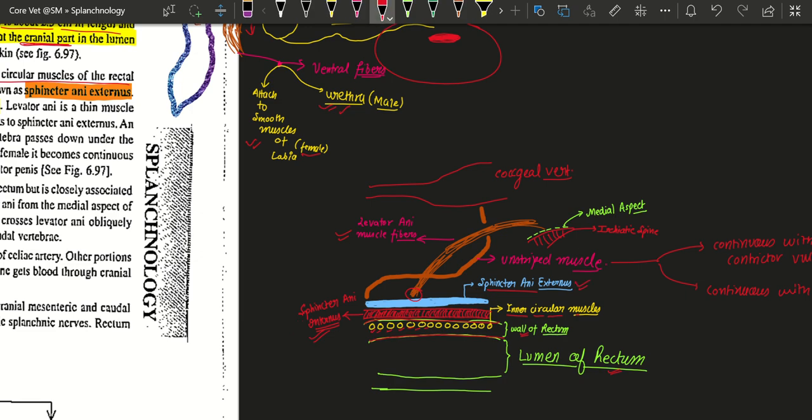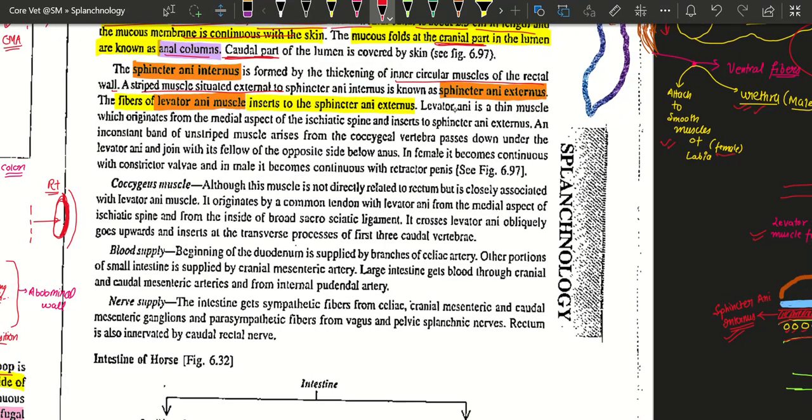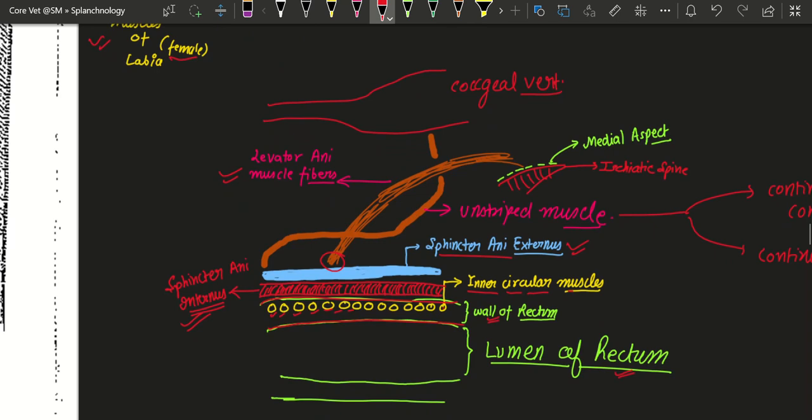Now, the levator ani is a thin muscle which originates from the medial aspect of the ischiatic spine, as I have told you, and inserts at the sphincter ani externus. Okay, an inconstant band of unstriped muscle arises from the coccygeal vertebrae and passes down under the levator ani and joins the opposite side below the anus. So from the coccygeal vertebrae, an unstriped band of muscle will be originating and passing down, under the levator ani, and going ventrally to the attachment of the muscles, right?